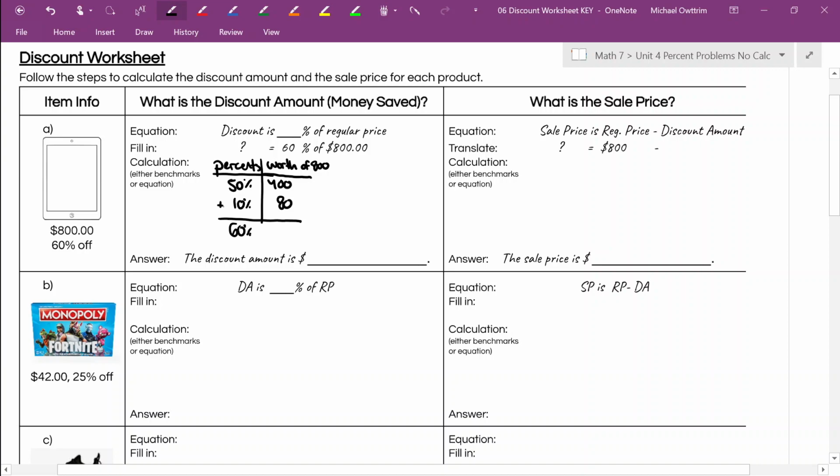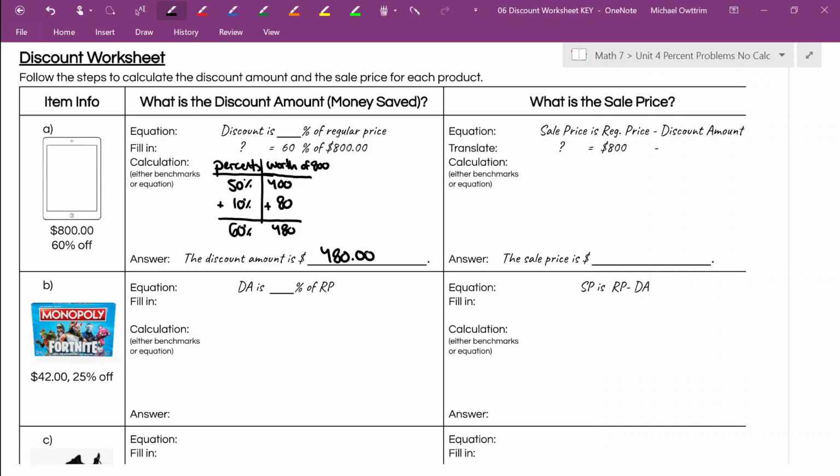Since I have to add 50% and 10% to make 60%, I'm going to add 400 and 80 to get $480. Since $480 is 60% of 800, and our discount is 60% of 800, our discount amount is $480. And just remember, money always has those two decimal places.